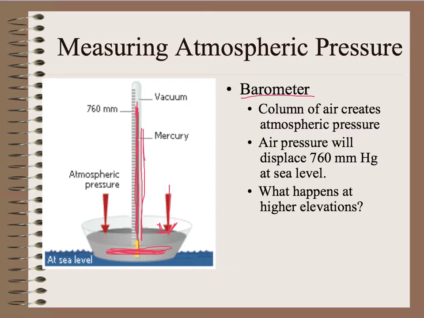When it asks here what happens at higher elevations, well, at higher elevations you have less air in the atmosphere above you, so it's going to be lower pressure, and the lower pressure would support a lower amount of mercury. That changes your cooking habits and all kinds of information like that. For more information on the barometer, you can read that in your book on how that works.